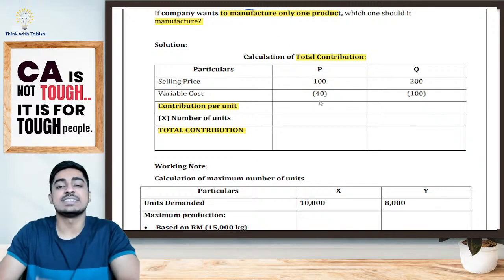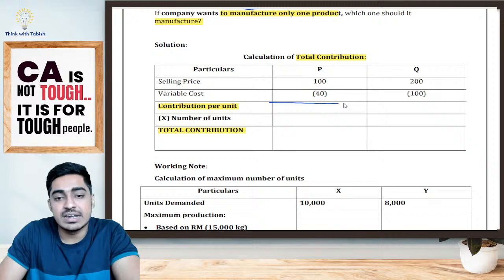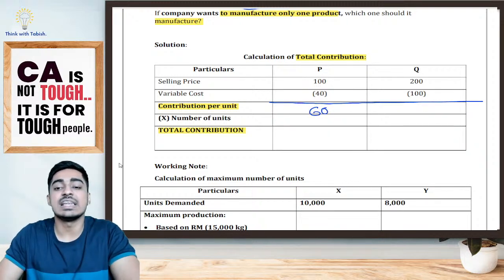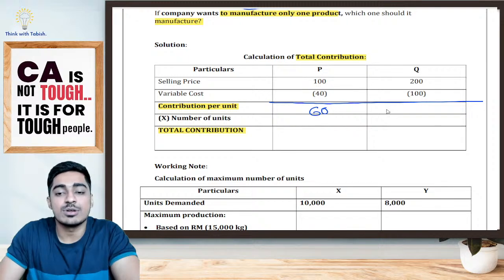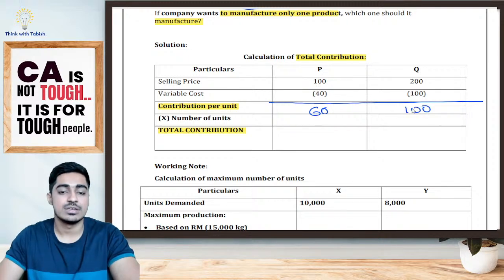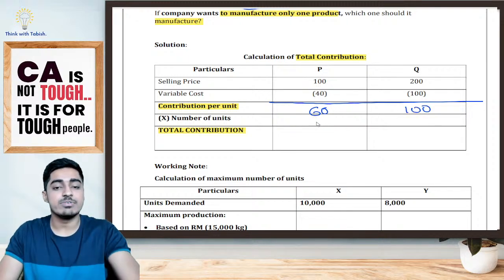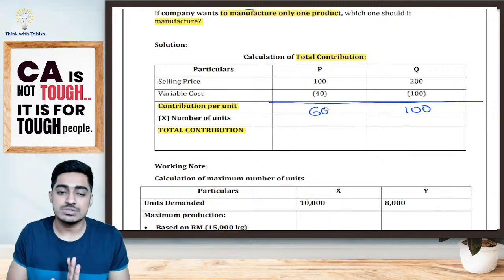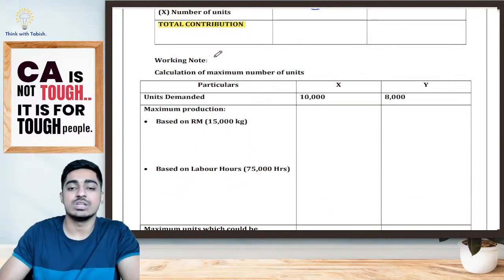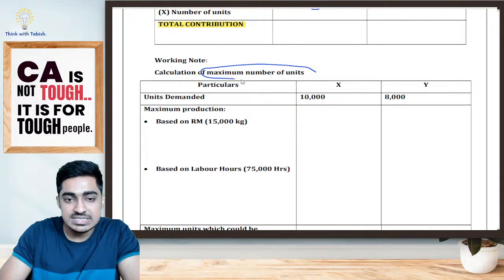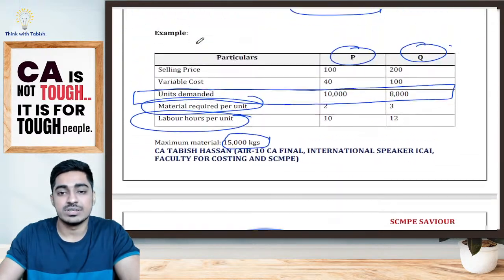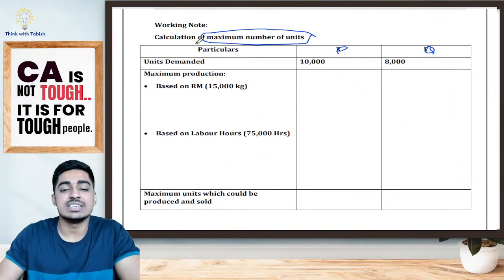Look at this. If we sell P, the selling price is 100, variable cost is 40, contribution per unit is 60. If we sell Q, selling price is 200, variable cost is 100, contribution is 100. Once we know how many units we will produce and sell, we'll be in a position to see which is better. Let us calculate how many units we'll be in a position to produce and sell. Firstly, for P and Q, or X and Y, whatever it is, how many units are in demand?